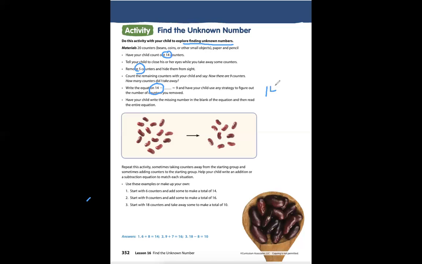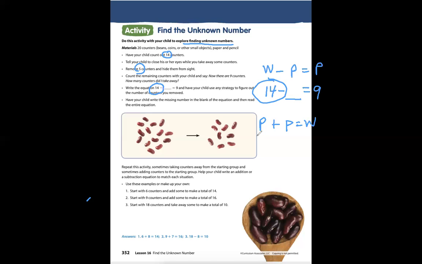Okay, then you could write the equation 14 take away some, which we don't know. I'm going to write it over here. 14 take away what equals 9. And have your child count different ways to figure out what the missing part is. If this is 14 minus, we know that this is the whole because we know a whole minus a part equals the part.